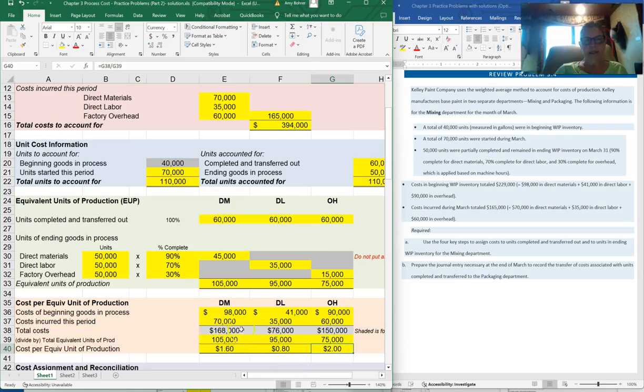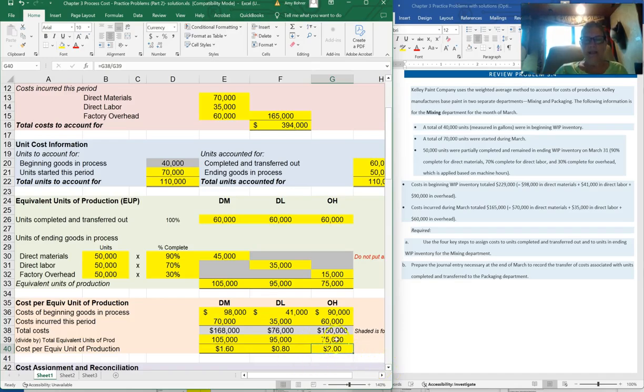And I've already got a formula in here, okay? All it's doing is taking the total cost of 168,000 and dividing it by the equivalent units that we just calculated in the last step, 105,000. So we got $1.60 per equivalent unit was added for direct materials. 80 cents of direct labor was added per equivalent unit for direct labor. And $2 was added for every equivalent unit for overhead.